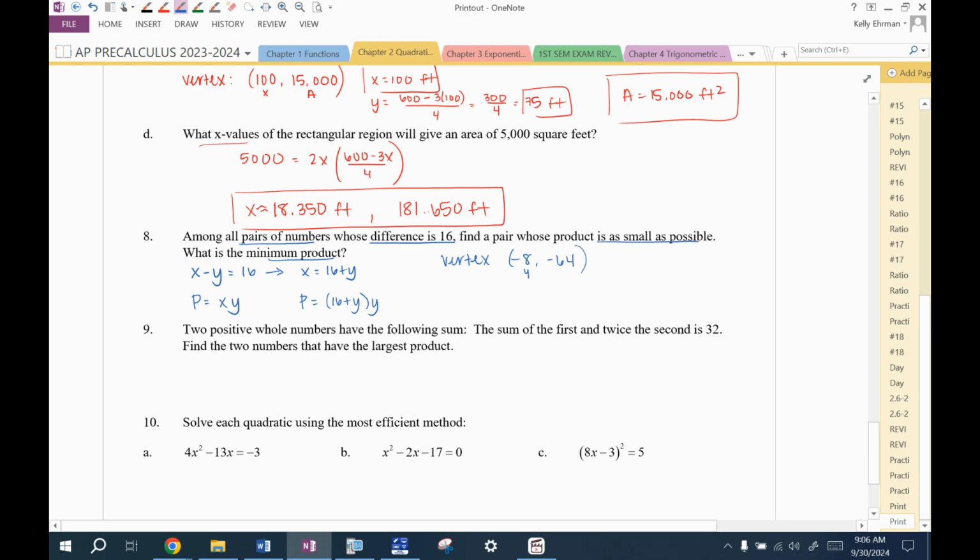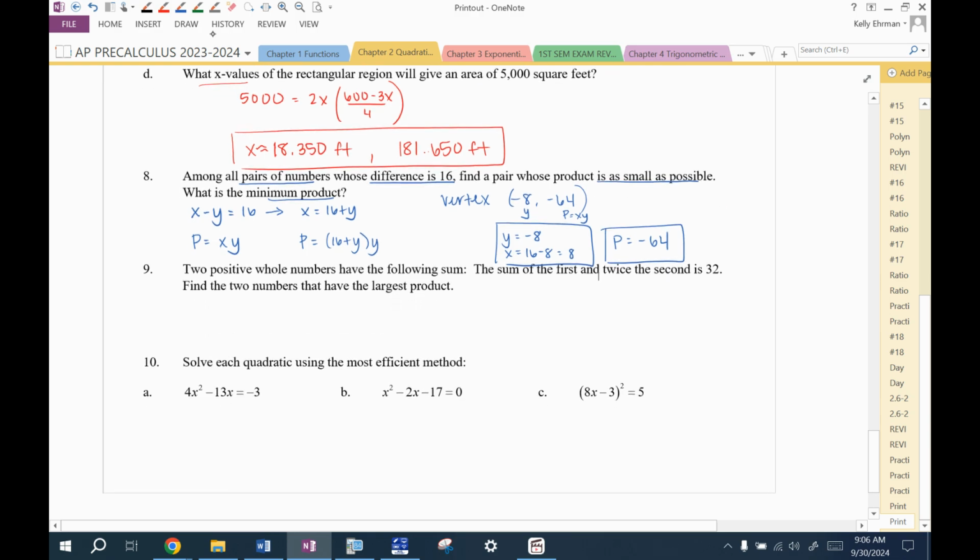Remember, this represents a y coordinate. I just solved for y. And this represents a product. That's x times y. So if y is negative 8, what is x? X is 16 plus y. So x is 8. And the minimum product is negative 64. So there are no labels here. We don't have dimensions here. It's just numbers.